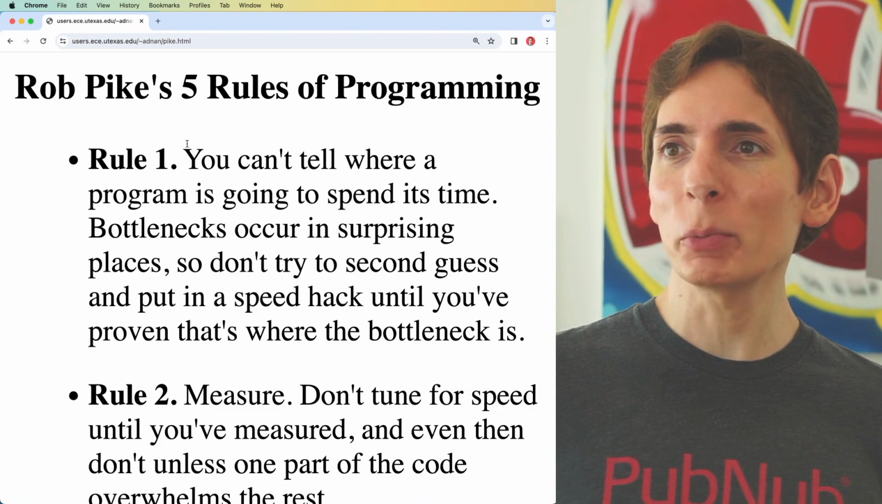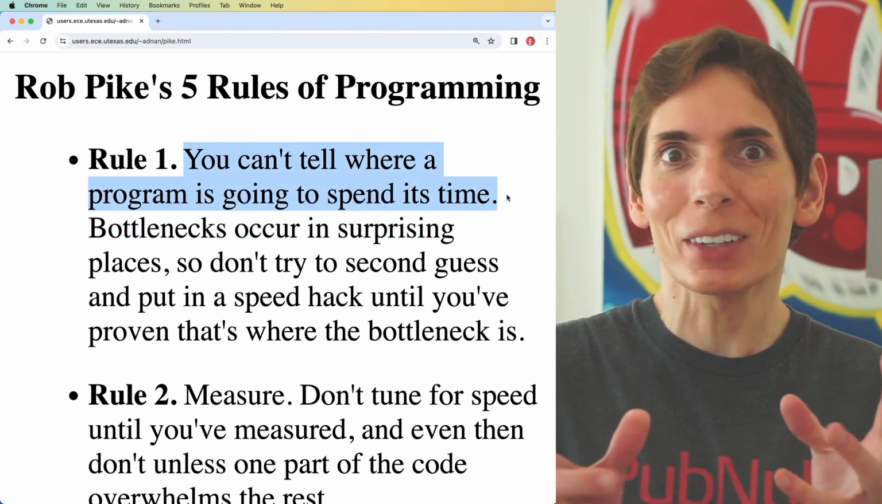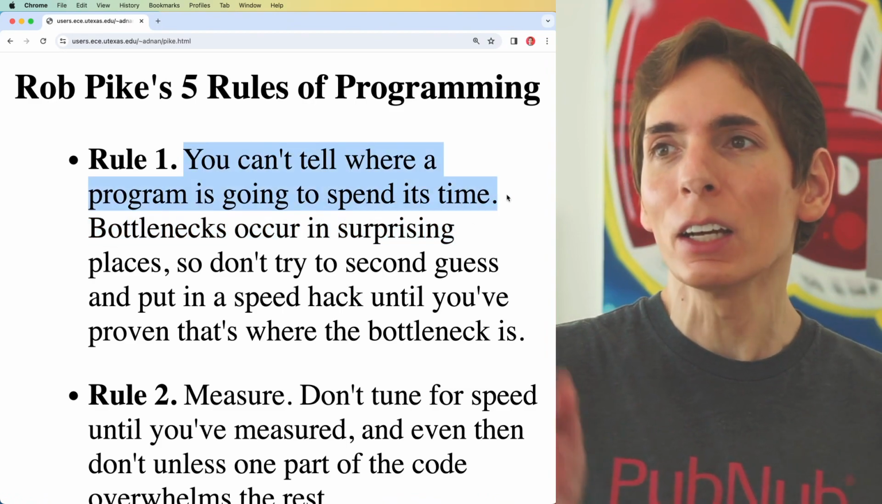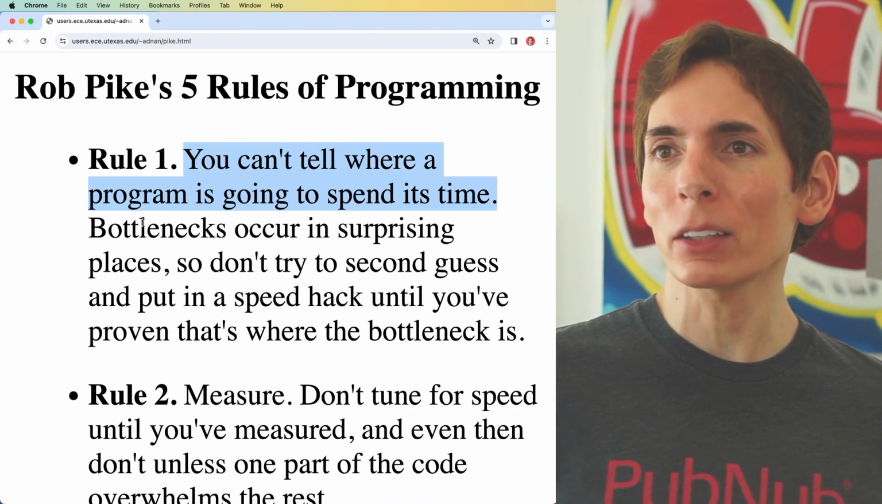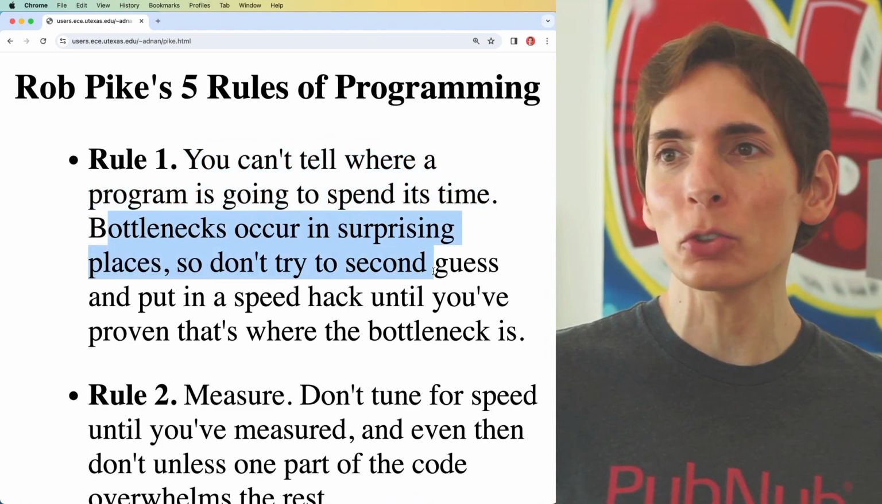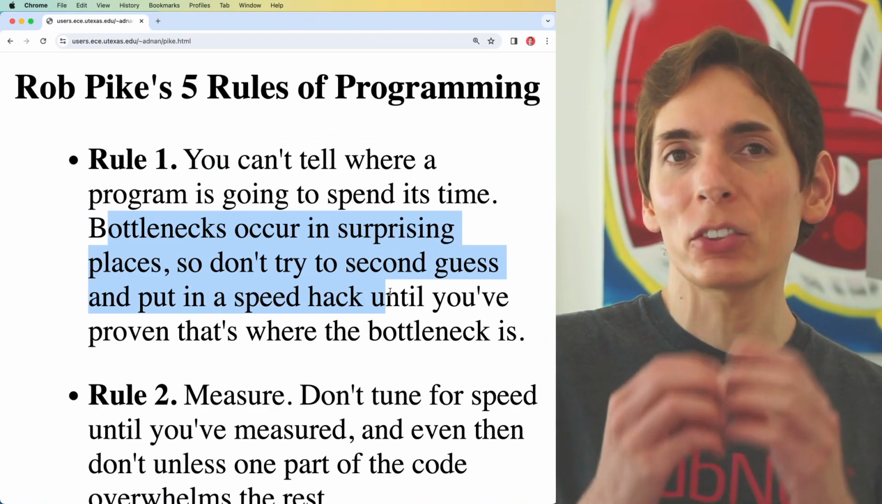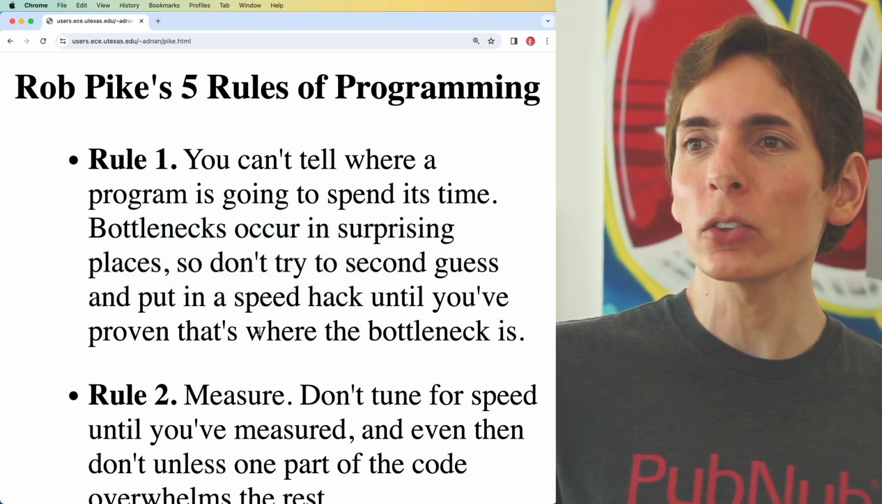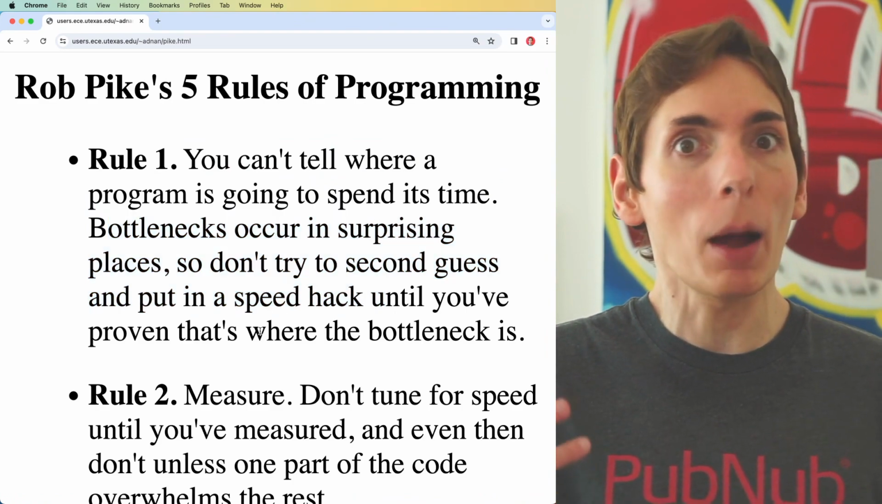The first rule out of 5 from the rules of programming is you can't tell where a program is going to be spending its time, what amount of effort and energy the CPU is going to be needed for your algorithms. Bottlenecks can occur in surprising places, so don't try to second guess and put in speed hacks at the beginning. Now, what this tells me is that you should not spend time optimizing early.